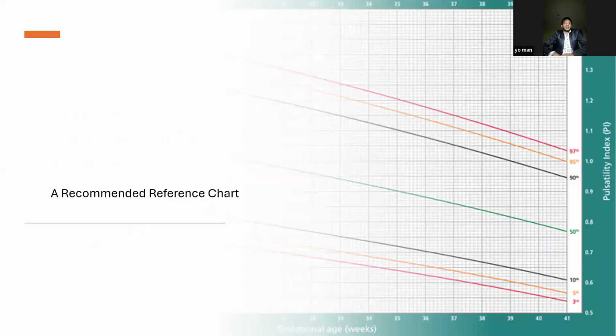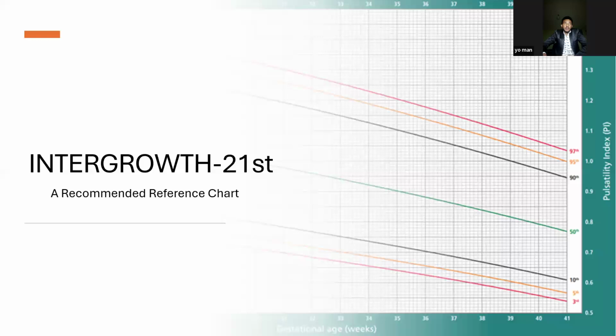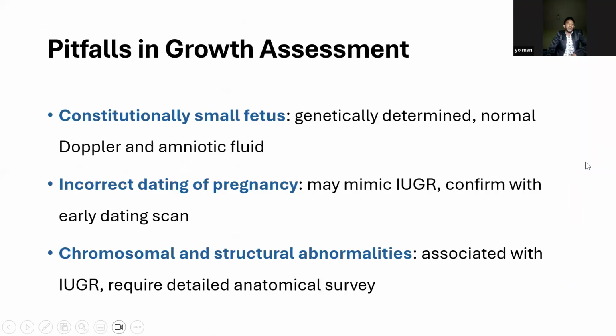So the recommended reference chart is the INTERGROWTH-21st charts. Again, for the Doppler parameter, it indicates those centiles and the PI value. This is the most recommended one, and I will happily provide you the material that I use in my daily life, okay? So there are pitfalls in growth assessments of FGR.